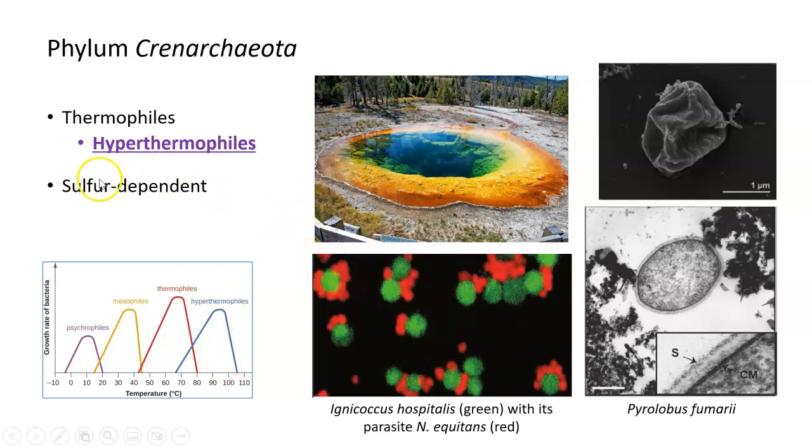They also are highly dependent on sulfur for their metabolism and their main source of food. One place we tend to find members of the Crenarchaeota phylum is in areas like this geyser here at Yellowstone. This is one of the places where they were first discovered. You can see some other members of this phylum here, including some parasitic members of the phylum down here in red and green.